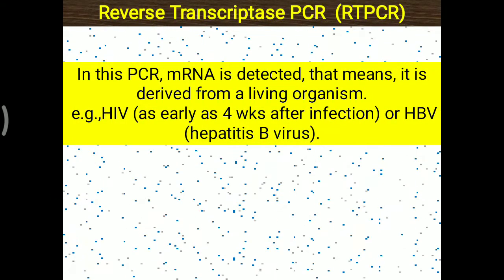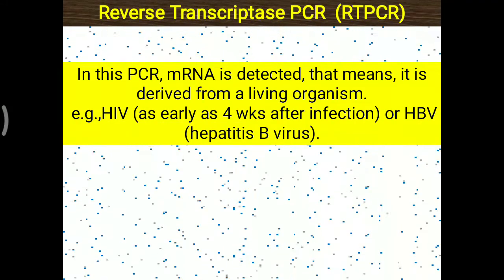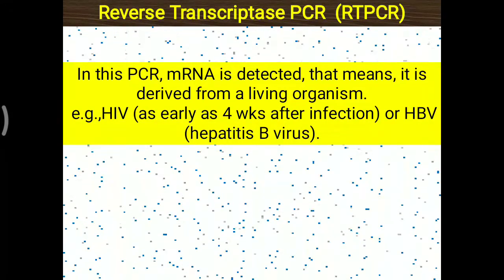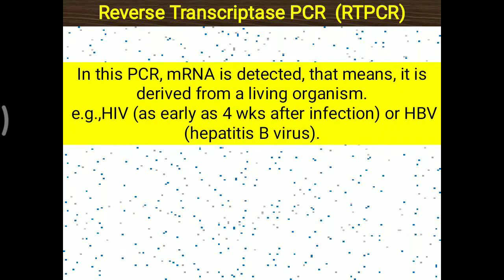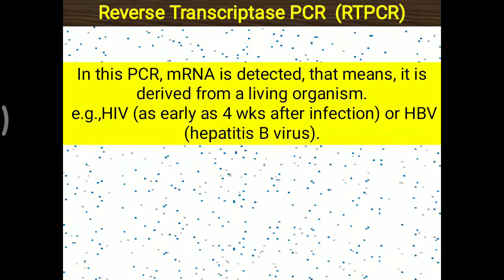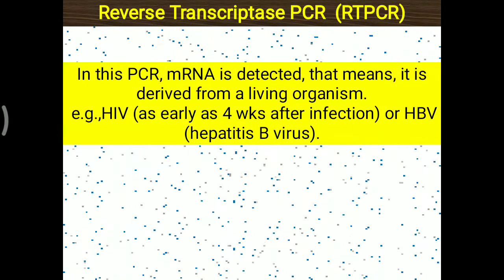In this RT-PCR, mRNA can be detected, which means it is derived mostly from a living organism, while in PCR, when we are detecting only DNA, it may be from a living or non-living organism. With the help of RT-PCR, HIV as early as 4 weeks after infection, or hepatitis B virus, can be detected easily. So that's all about RT-PCR, or reverse transcriptase PCR.